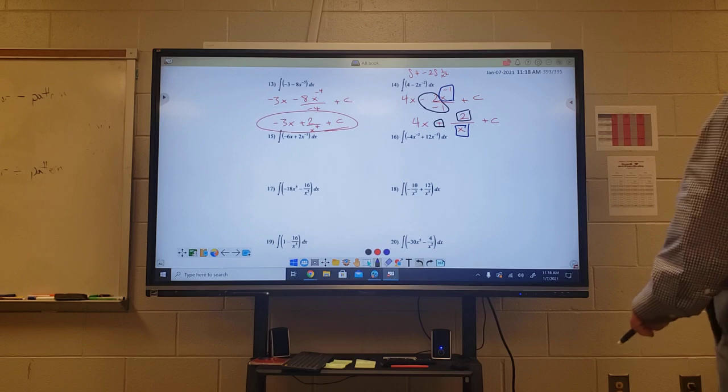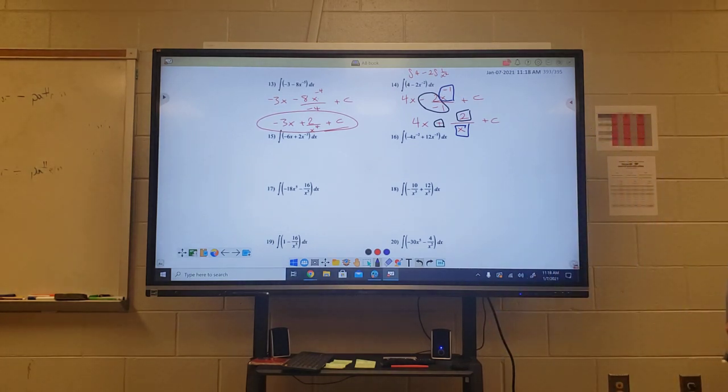Alright, find me the antiderivative of negative 6x plus 2x to the negative 3. In other words, what do we take the derivative of to make that? Alright, then for your final answer, make sure that you have all positive exponents.